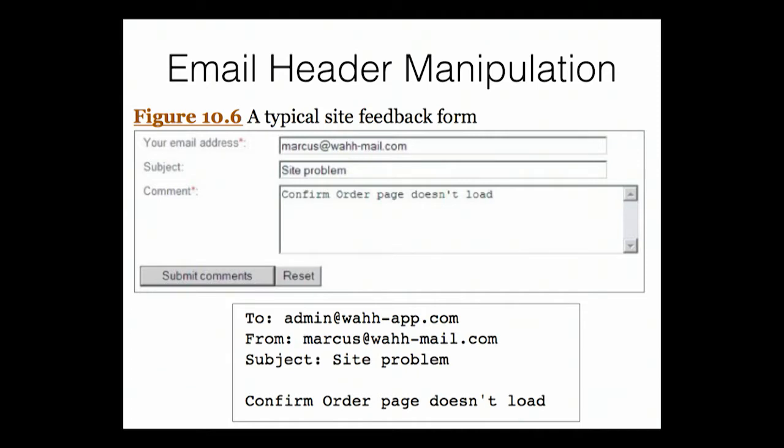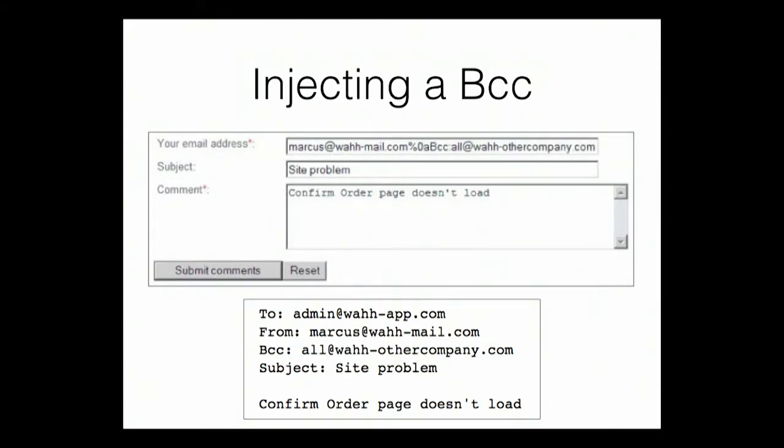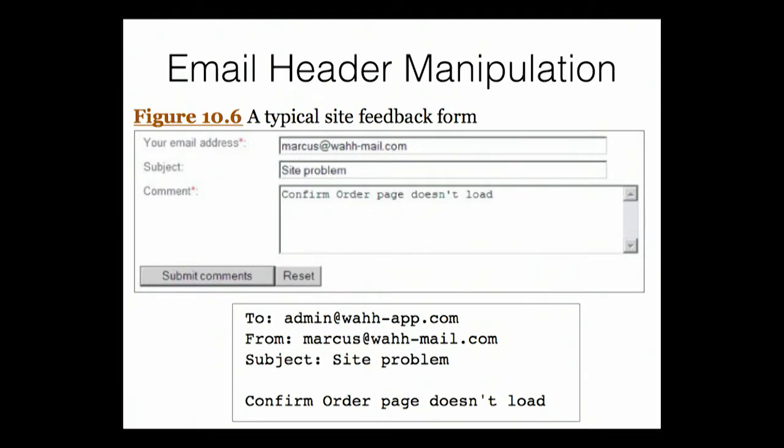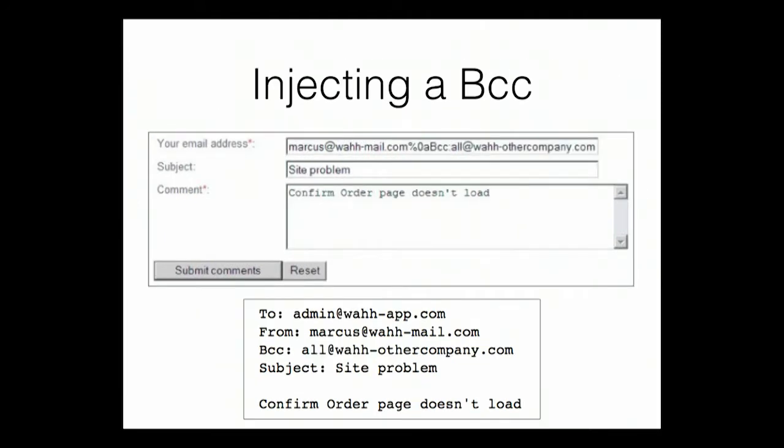So here we go. This will send that message. Confirm order page doesn't load. But what if I checked the email address, and then I put a %0A here for a carriage return, and I added a BCC here to all kinds of other people. Now I can send spam to third parties from their server because they didn't filter out that character.